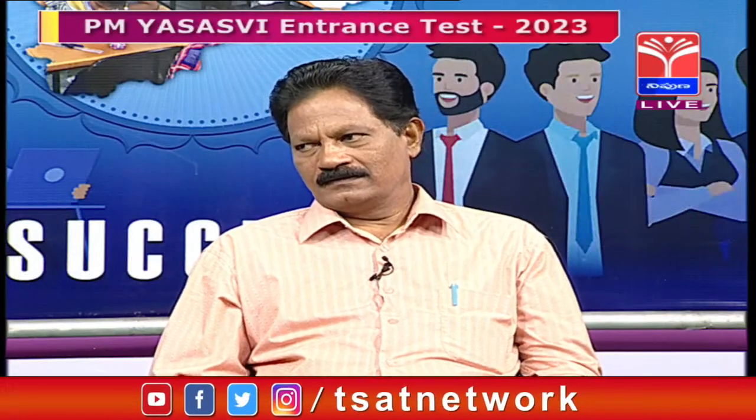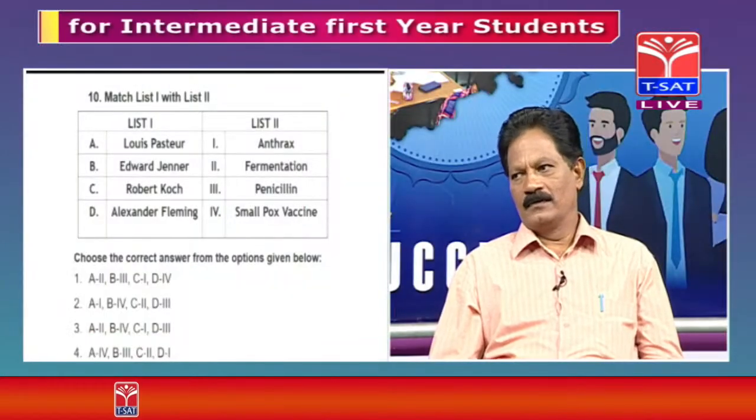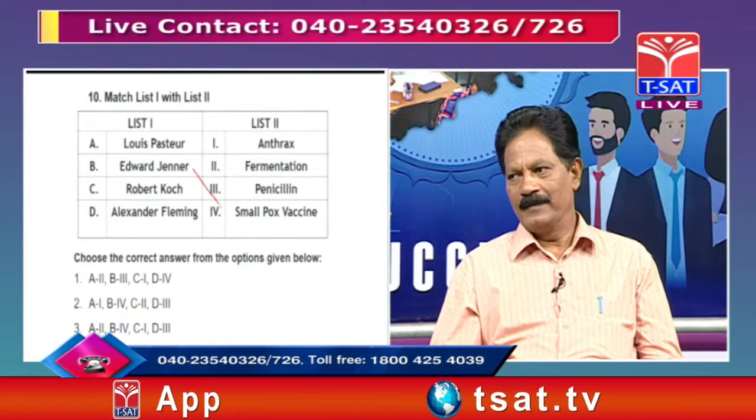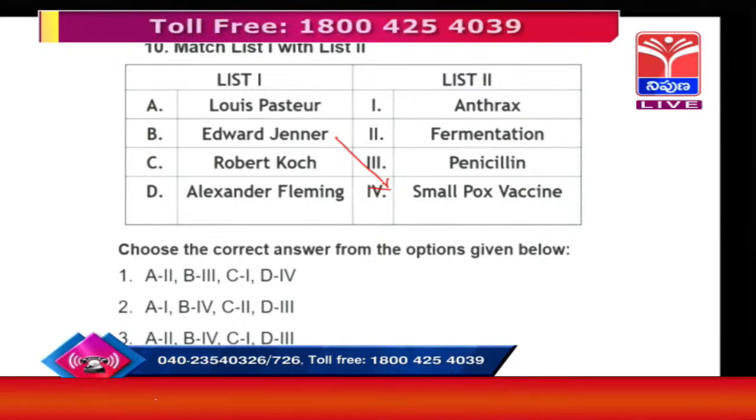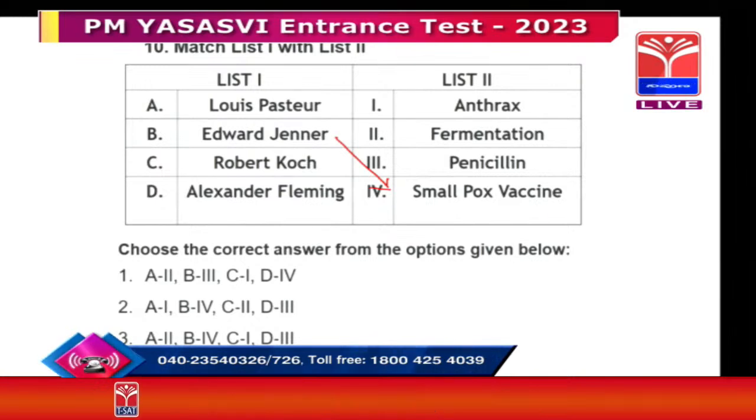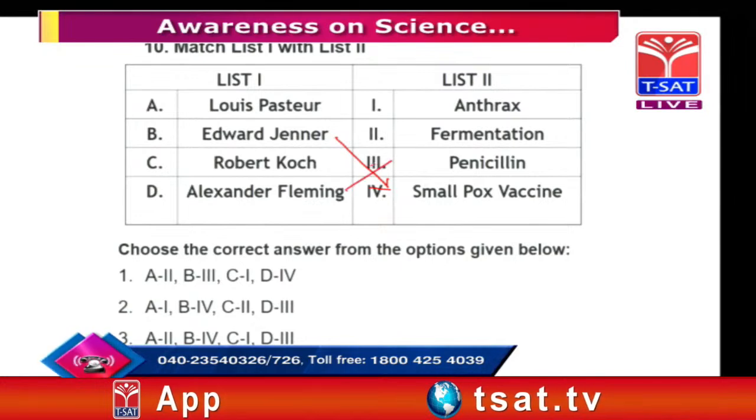Yes sir, Edward Jenner is a famous scientist, everybody knows that. The vaccine was discovered by Edward Jenner. So that is B2, 4. Students first have to match what is very familiar, then later they can match the remaining options. Edward Jenner is famous for finding the smallpox vaccine. Alexander Fleming is a basic thing, even in 9th standard we have discussed. Penicillin is always related to Alexander Fleming.